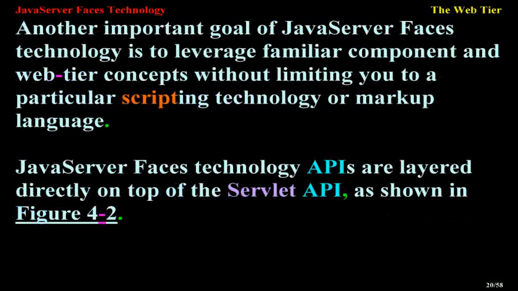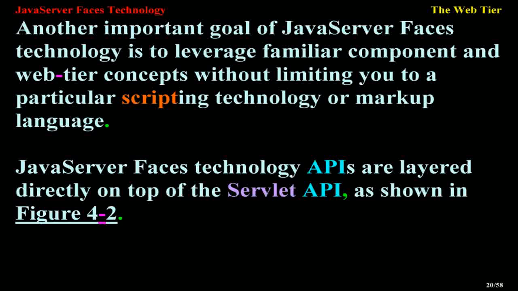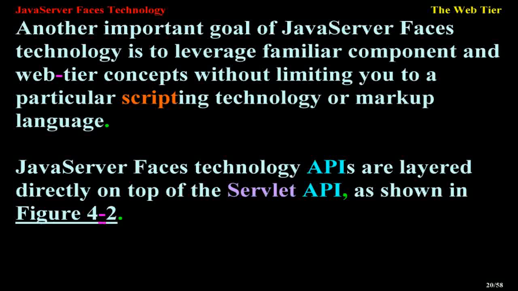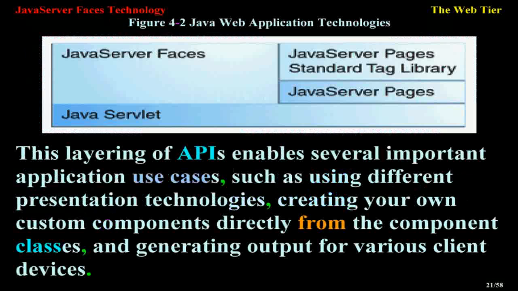Another important goal of JavaServer Faces technology is to leverage familiar component and web tier concepts without limiting you to a particular scripting technology or markup language. JavaServer Faces technology APIs are layered directly on top of the Servlet API, as shown in Figure 4-2, Java Web Application Technologies. This layering of APIs enables several important application use cases, such as using different presentation technologies, creating your own custom components directly from the component classes, and generating output for various client devices.